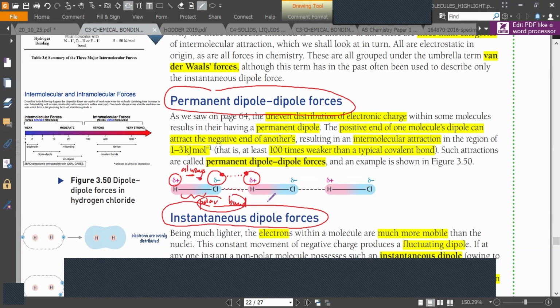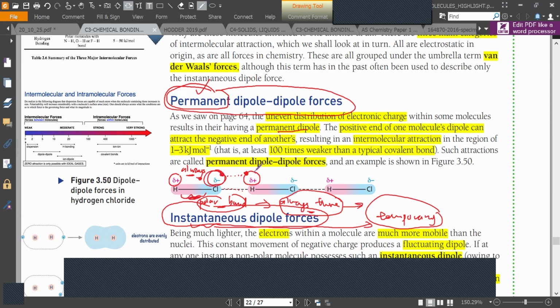This attraction is because the polar bond is always there. So this dipole force is permanent, because the polar bond is always there. Later we'll see the instantaneous one, which is temporary. This one is permanent, because this partial charge is always there. But compared to a typical covalent bond, it is still quite weak, about 100 times weaker.